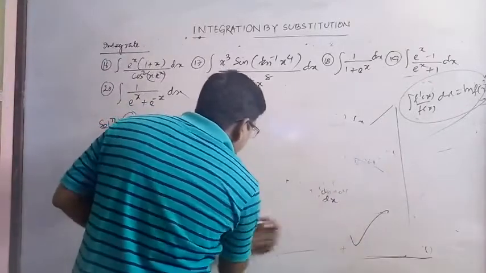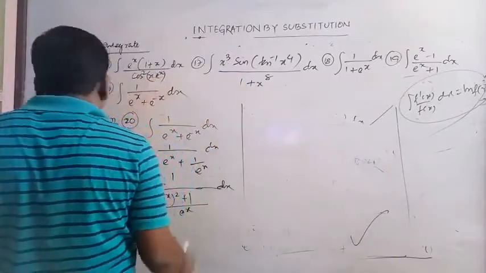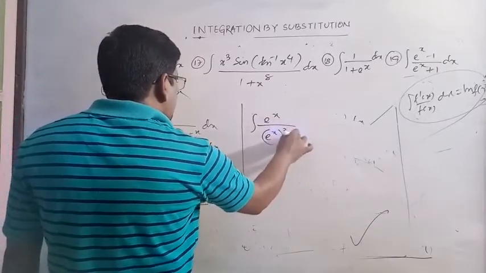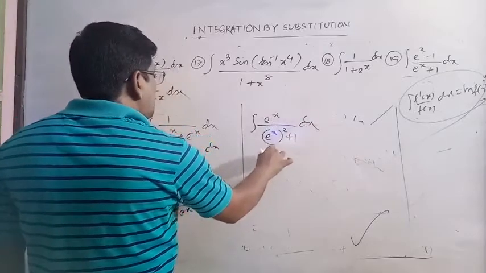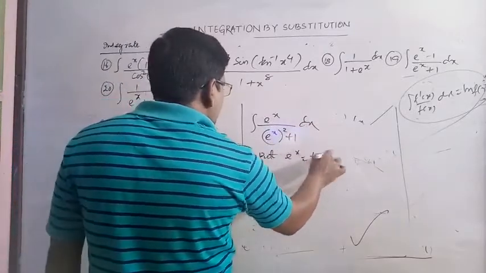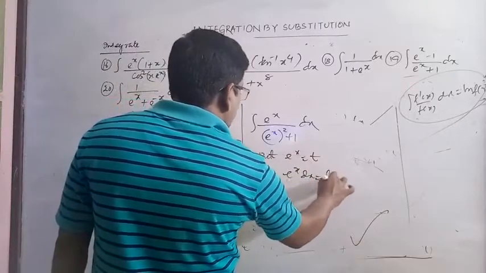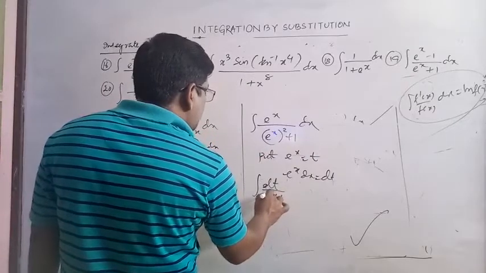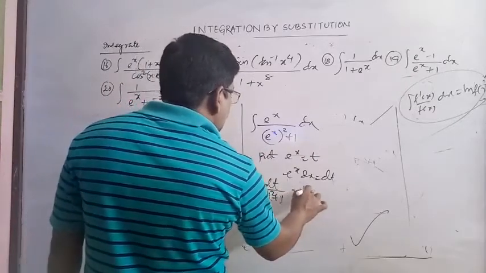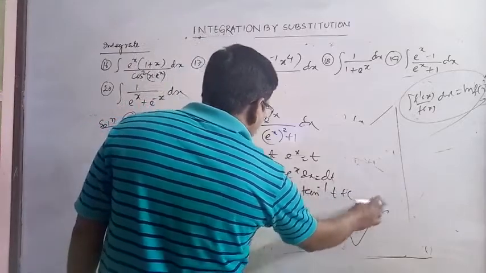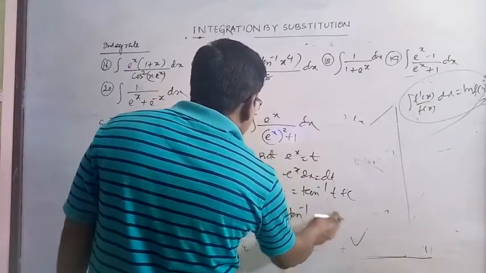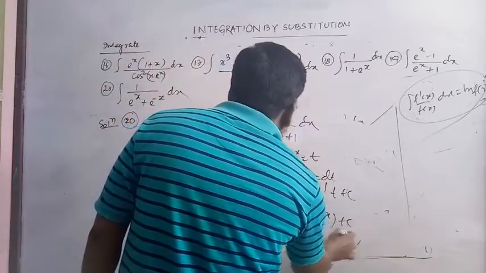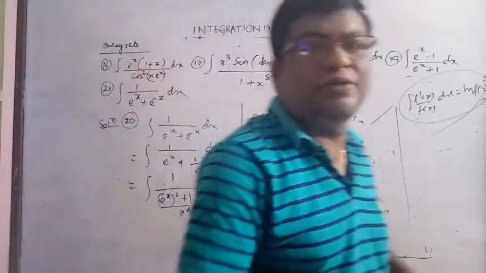This is equal to the integration of e to the x by e to the x whole square plus 1 dx. Put e to the x equal to t, so e to the x dx is equal to dt. So dt by 1 plus t square. This is equal to tan inverse t plus c, by the formula. T means e to the x. So tan inverse e to the x plus c. This is the answer of question number 20. Okay.